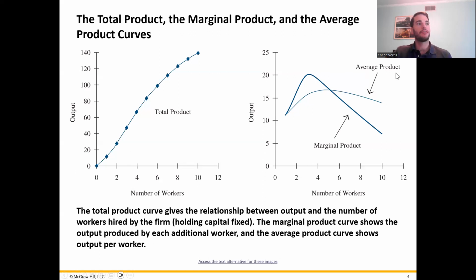Now, we also include the average product curve here, which is a slightly different shape than the marginal product curve. We define the average product as the amount of output produced by the average worker. So what we do is we take the total output and we divide that by the total number of workers. So the average product is going to increase as long as the marginal product, this curve here, is greater than the average product. You see here where it crosses the line, that's the highest point of the average product. And then as the marginal product falls and continues to stay below the average product, the average is going to decline.